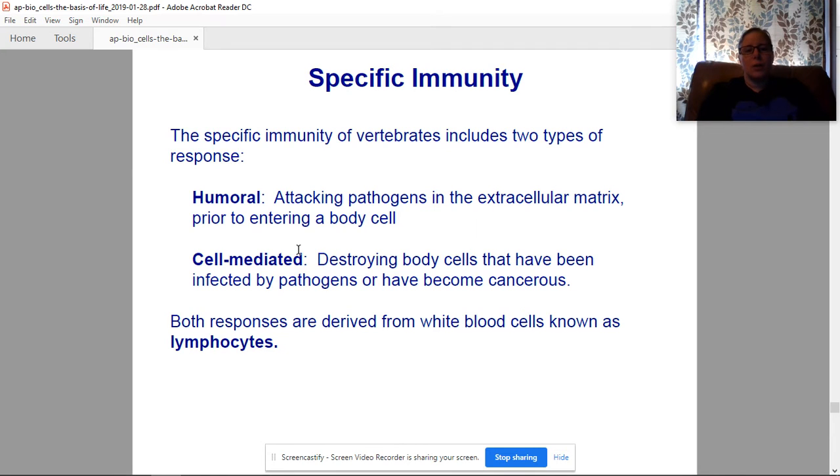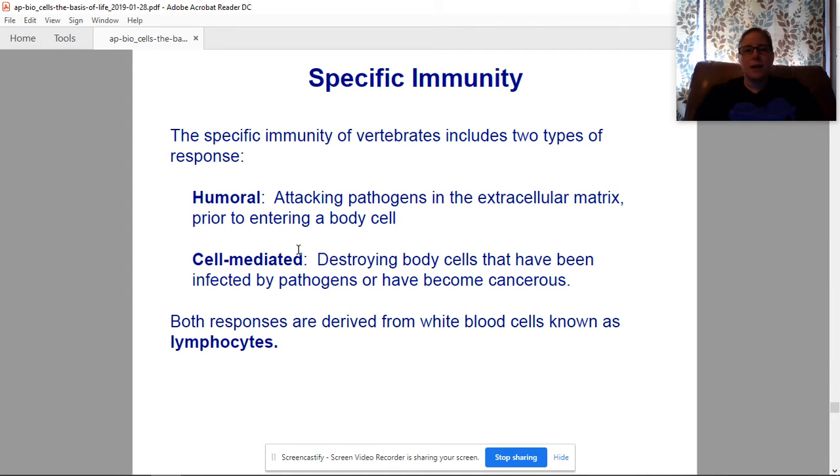Specific immunity is going to be either humoral or cell mediated. Humoral is attacking the pathogens in the extracellular matrix before they get into the cell. Cell mediated is destroying the body cells that have been infected. So maybe they've become cancerous, maybe the cells have gotten a virus. The body will then attack those cells.